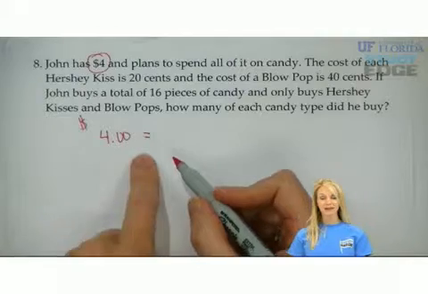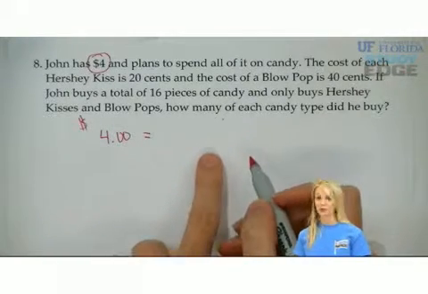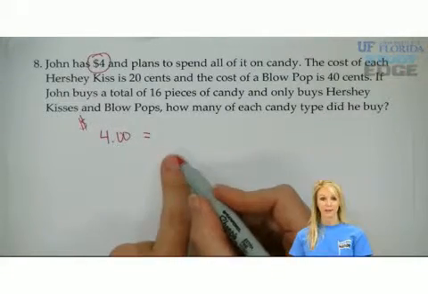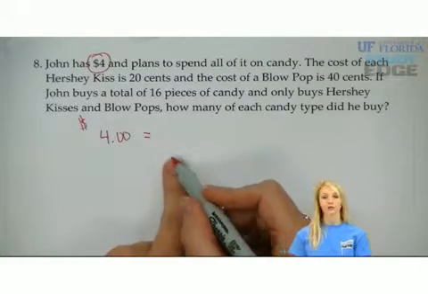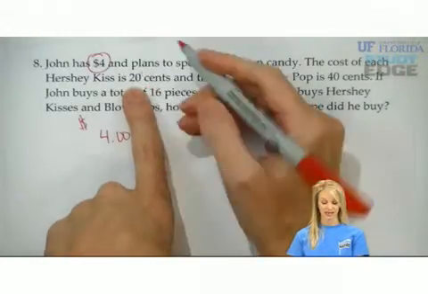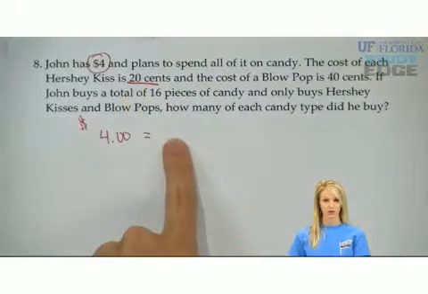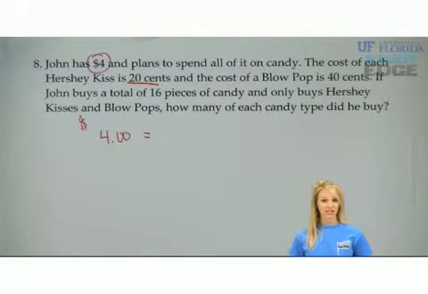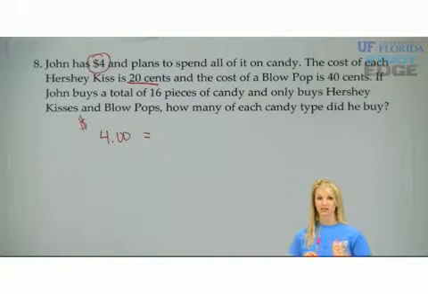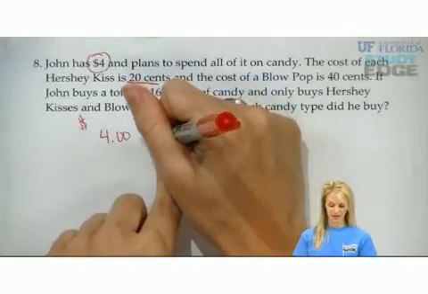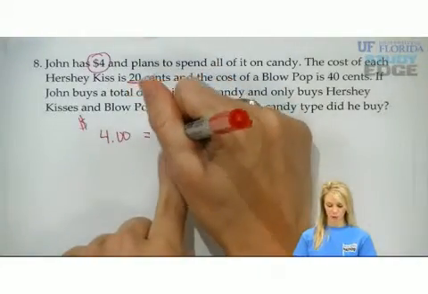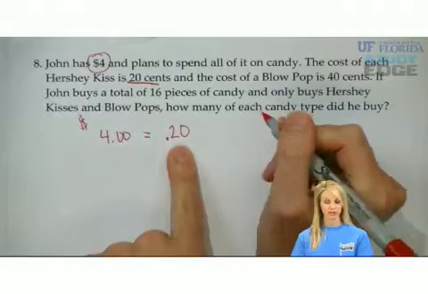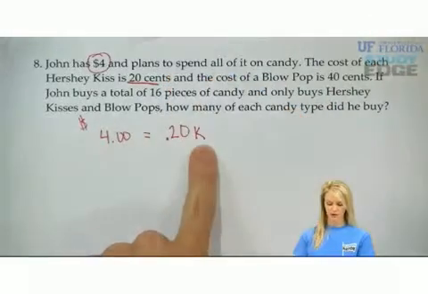So if we know that some of the money is from Hershey Kisses and some of it is from Blow Pops, we want to know how much of that money is from Hershey Kisses. For each Hershey Kiss, you have to spend 20 cents. So what's the total amount of money spent on Hershey Kisses? It would be 20 cents, which is 0.20, times your number of Hershey Kisses.